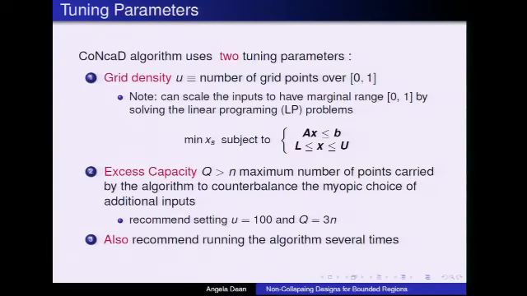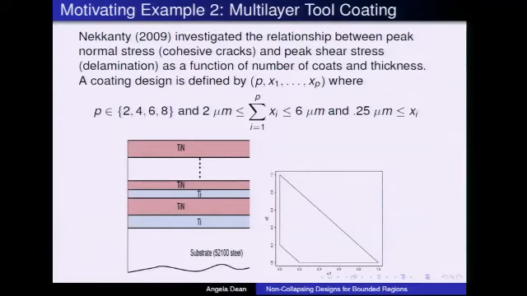Okay, also, which is not really a tuning parameter, but remember the start is a random selection, so every time you run this you will end up with a different design. So it runs fairly quickly, at least in the smaller problems that I've looked at so far. And so it's a good idea to run the algorithm several times and then you pick the best design out of the ones that you've generated. Okay, so let's see what it gives us for this mechanical engineering problem.